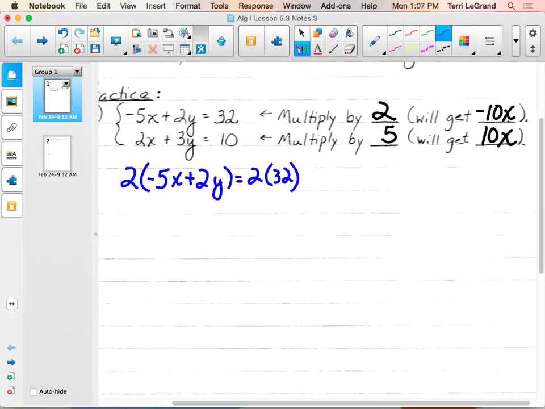And then, I'm just going to write it down for right now so I remember that I also have to do this other one. I'm going to take the other one times 5. So I'm going to take 5 times 2x plus 3y and 5 times 10. So they each have their own multiplier. And I have to make sure I do it to both sides. So go ahead and rename those two equations because you know how. You know how to do the multiplying.